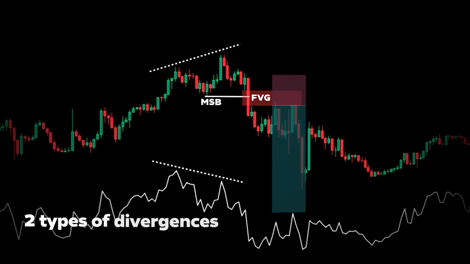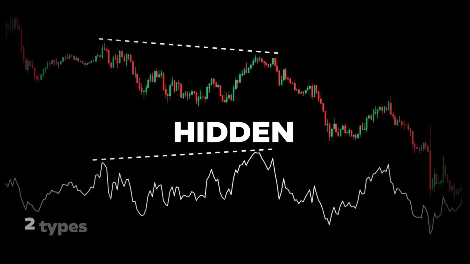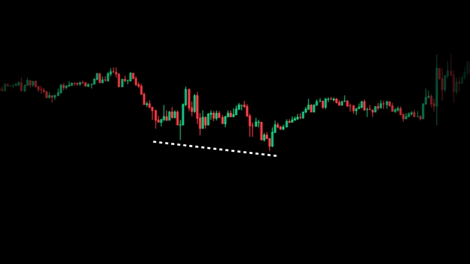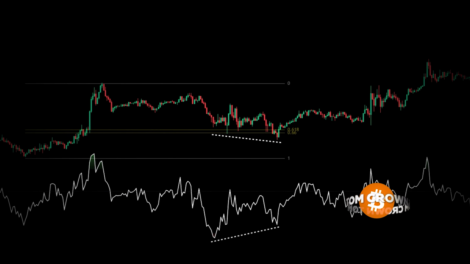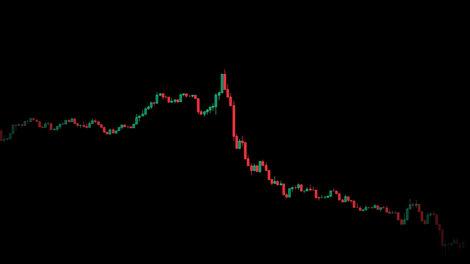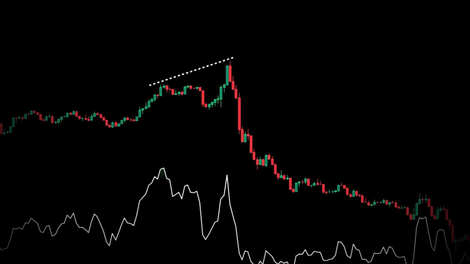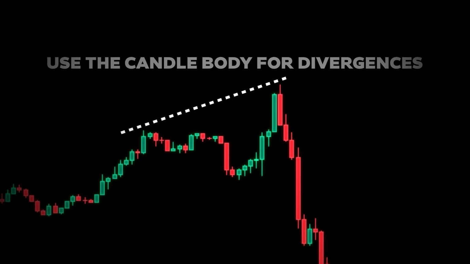There are two main types of divergences: regular and hidden divergence. With regular bullish divergence, price makes a lower low, while the oscillator makes a higher low. Bullish divergences are used to confirm possible trend reversals on an important support level. For normal bearish divergence, it would be the opposite, with our price hitting a higher high while our oscillator hits a lower high. Divergence on price is usually tracked by the candle bodies, but the wicks can still work as well.